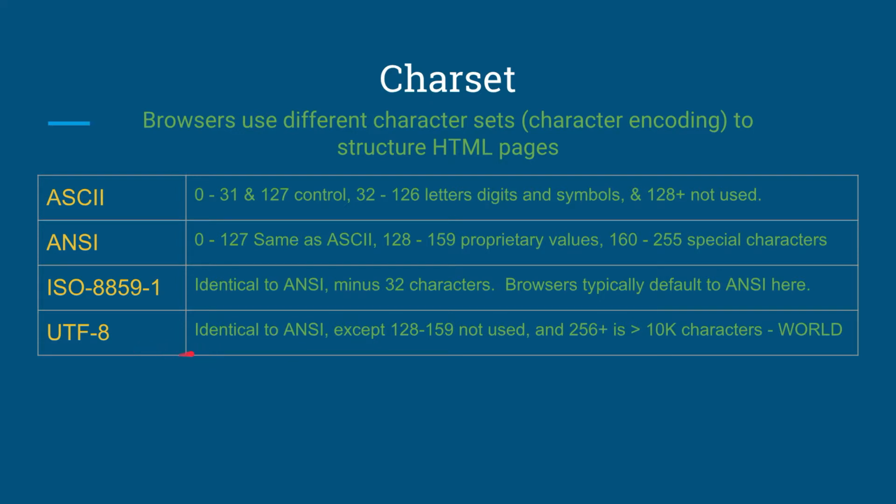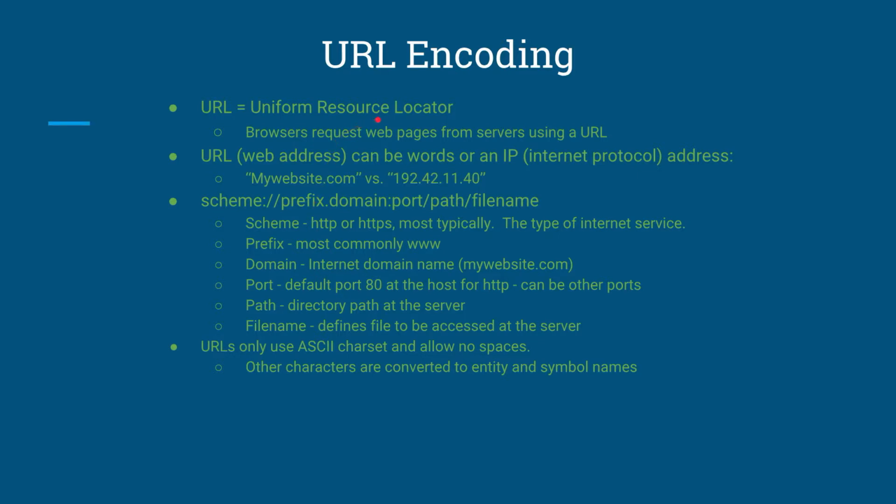So finally, let's discuss URL. This is a uniform resource locator. Browsers request web pages from servers using this, and it can be either words or an IP address, or an internet protocol address. So in words you would say google.com or mywebsite.com versus using the IP address that it can also accept, which is much more difficult to remember. So most of us use mywebsite.com or word related URLs.